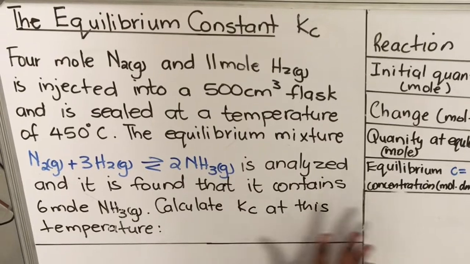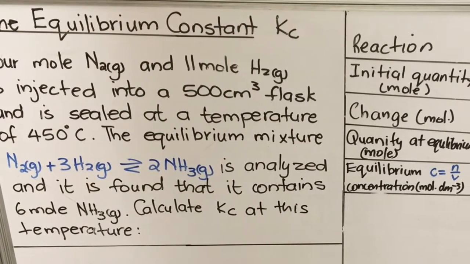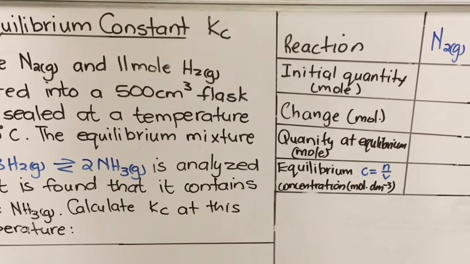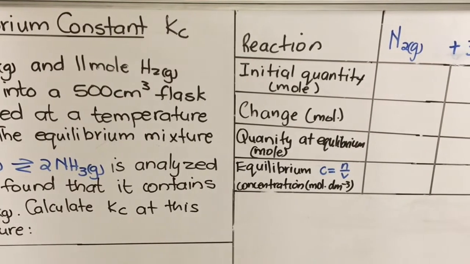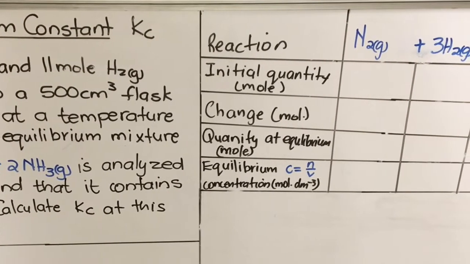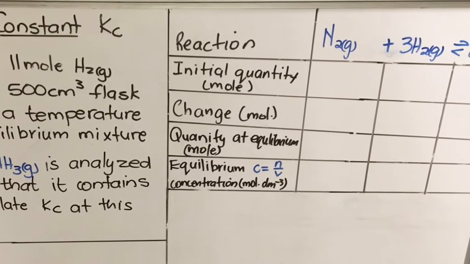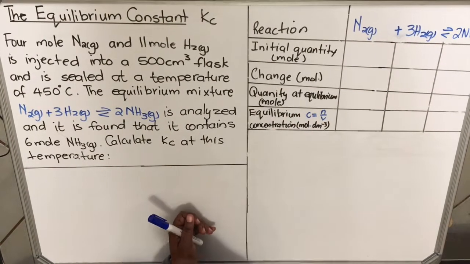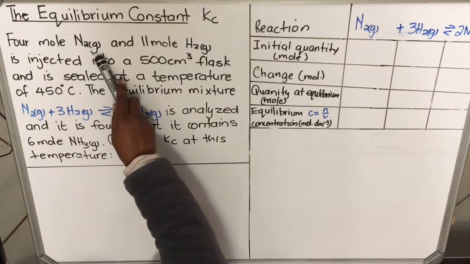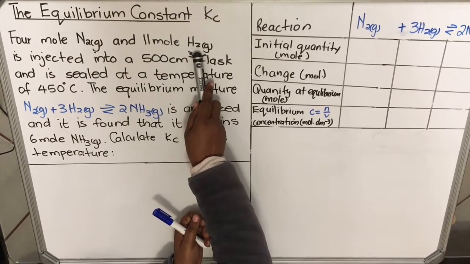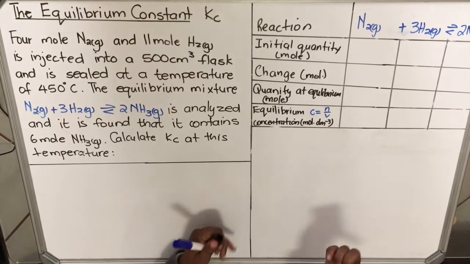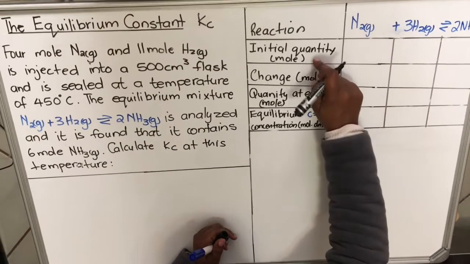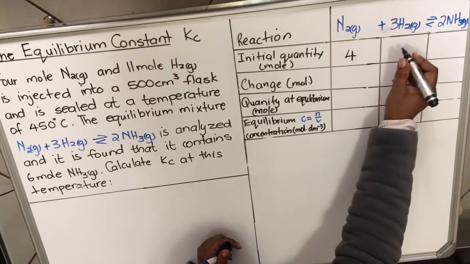So when you get a question like this, you go to that table that you were taught, where you write the reaction, the initial quantity, the change. In some textbooks they say produced, formed, or reacted, the change, and then the quantity at equilibrium and the equilibrium concentration. Okay, let's do that. Initial is what we started with: 4 moles of nitrogen and 11 moles of hydrogen injected into the flask.